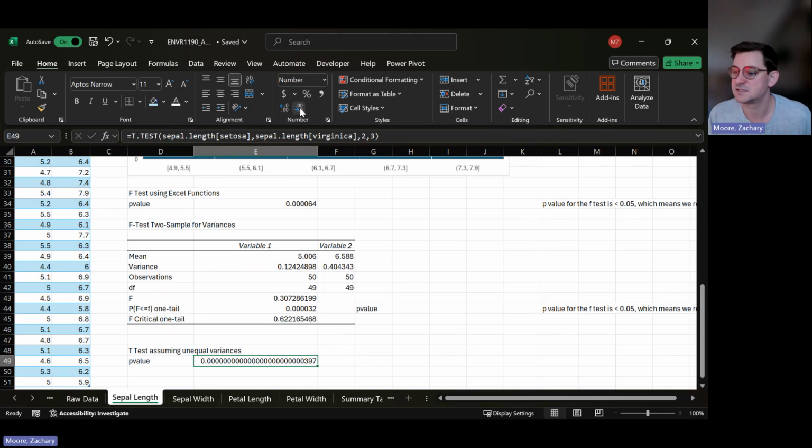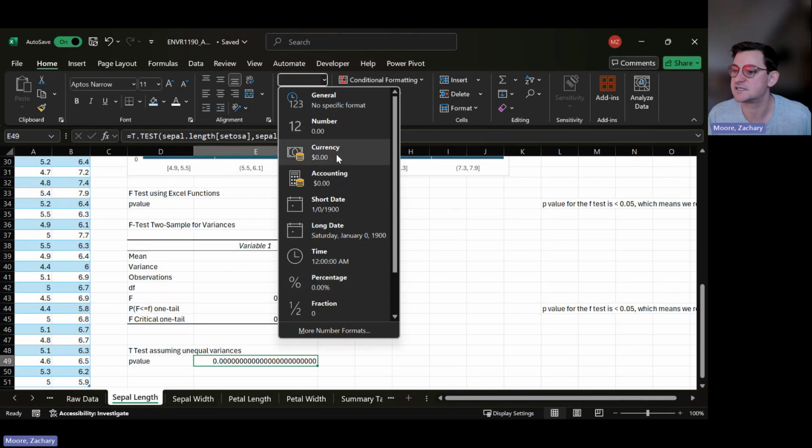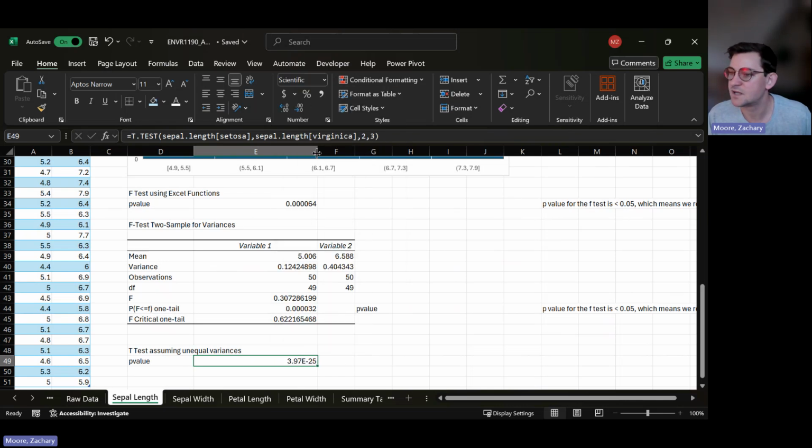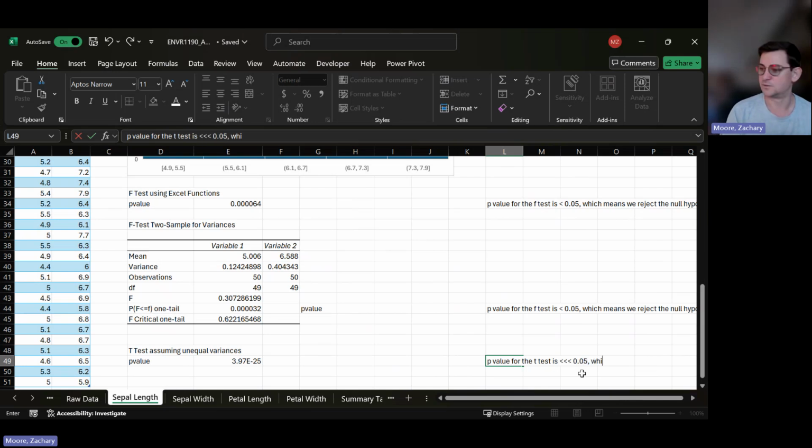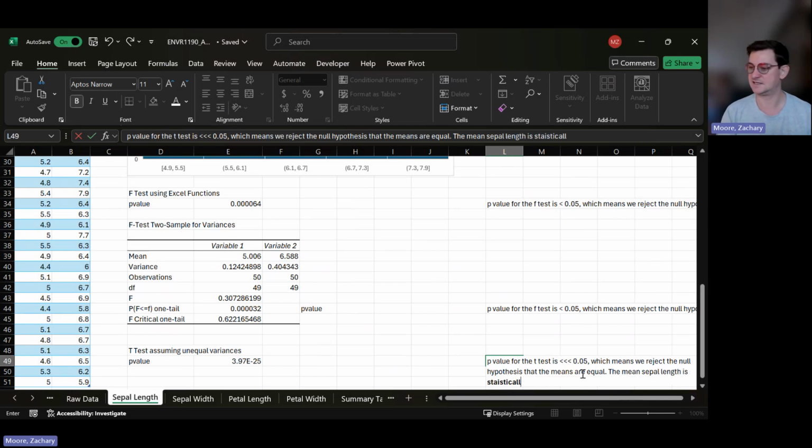I'm going to put this back to scientific just so that we can see it. Where is it? There. What this means is that the p-value for the t-test is much less than 0.05, which means we reject the null hypothesis that the means are equal. The mean sepal length is statistically and significantly different between species. That is our conclusion.